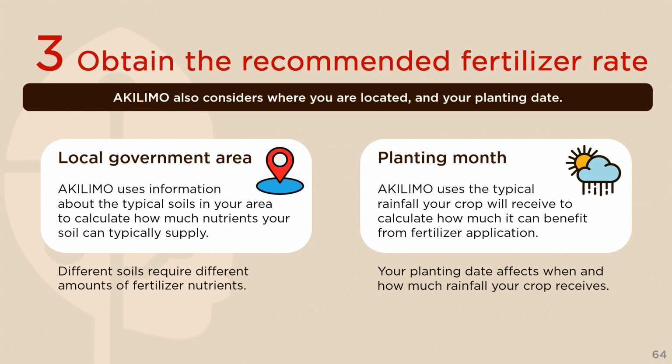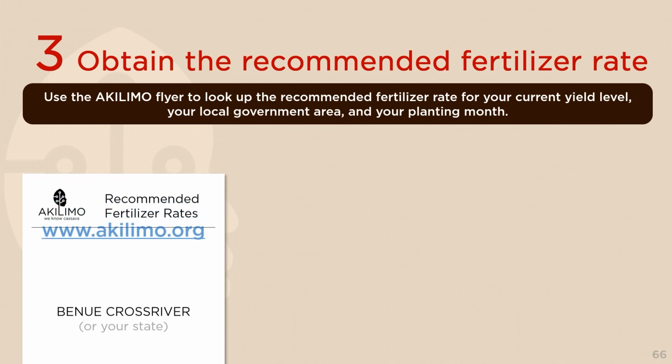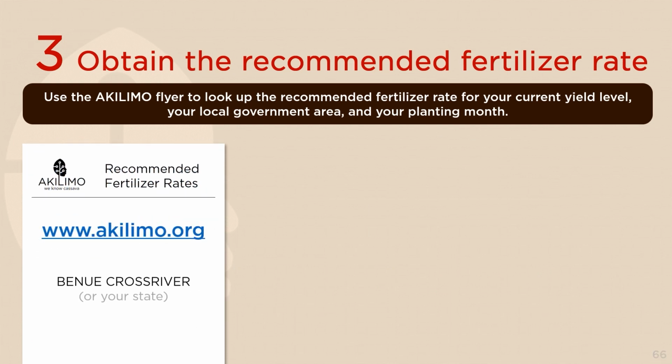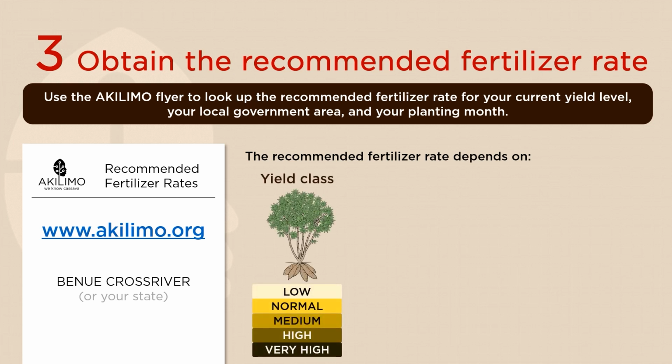We are now ready to show you how to use the Akilimo flyer to look up the recommended fertilizer rate. The flyer with the recommended rates can be downloaded from the Akilimo website, or you can consult our dashboard. Visit www.akilimo.org. Remember, you will need to know your current yield class and whether your yield without fertilizer is typically low, normal, medium, high, or very high.